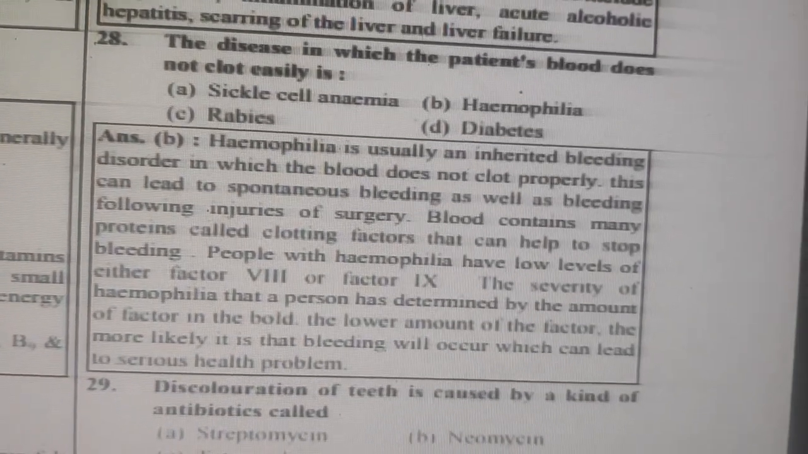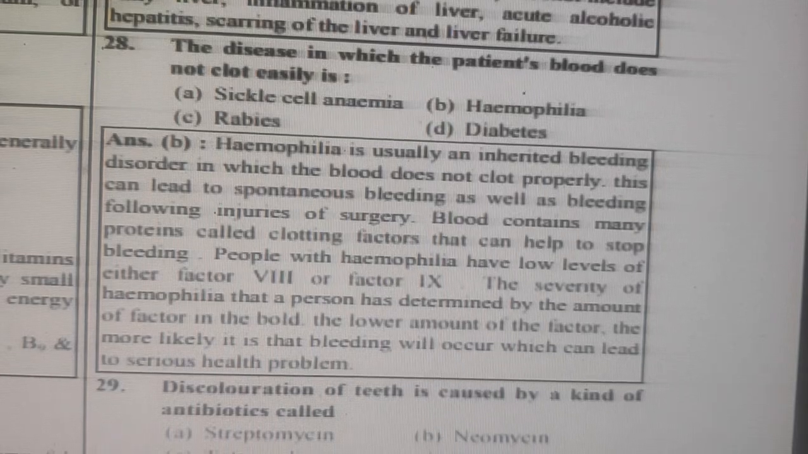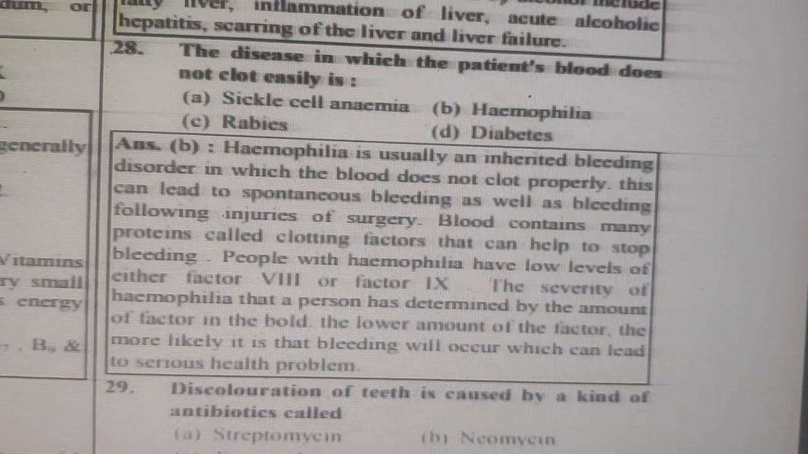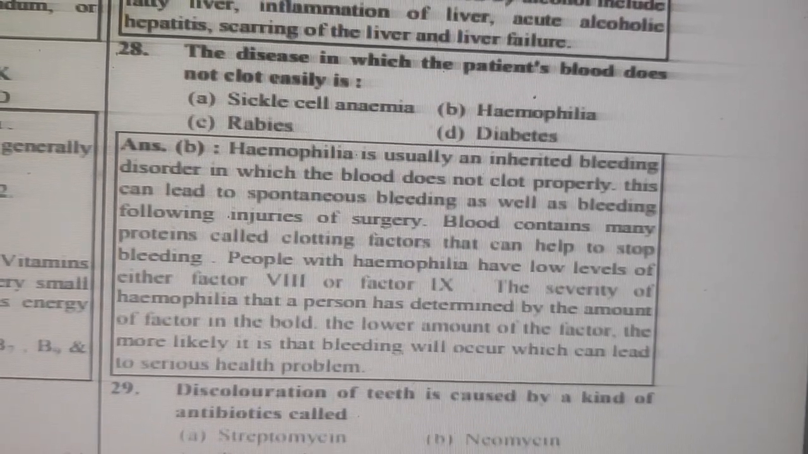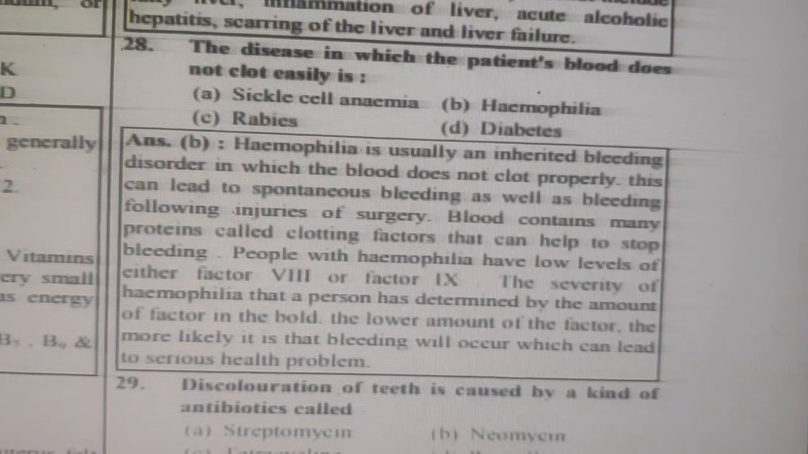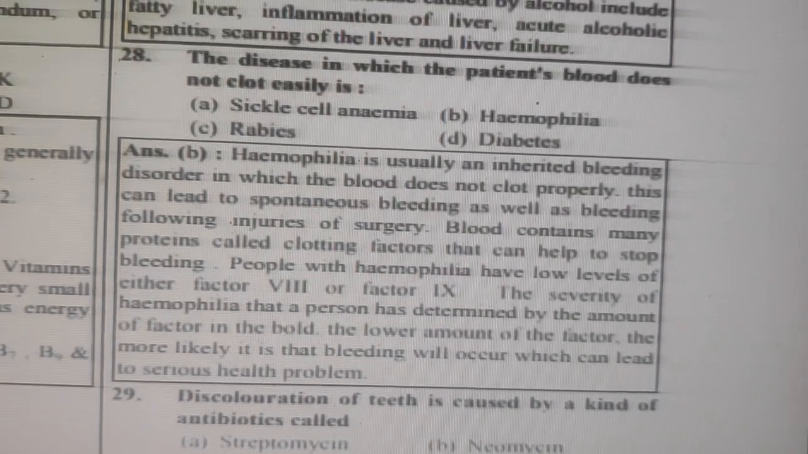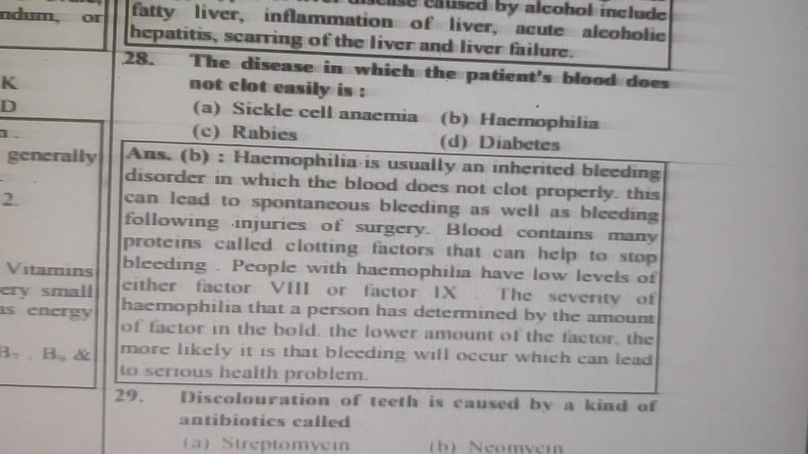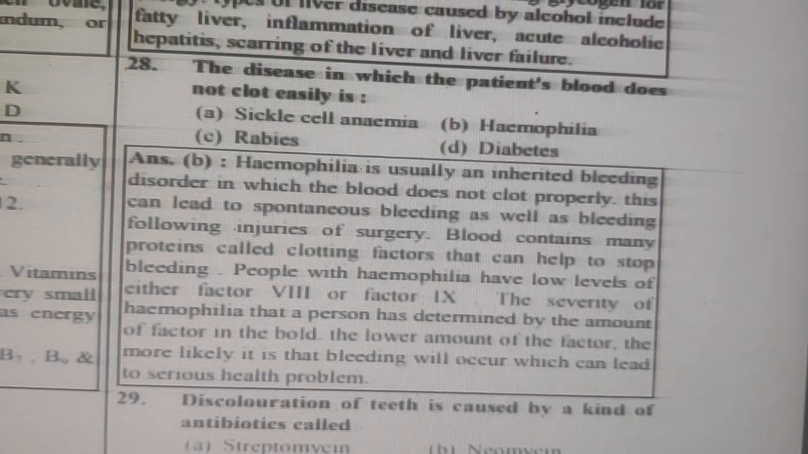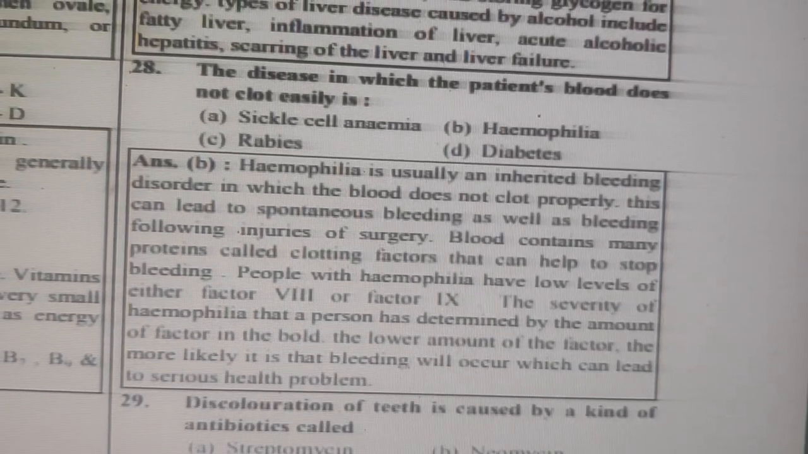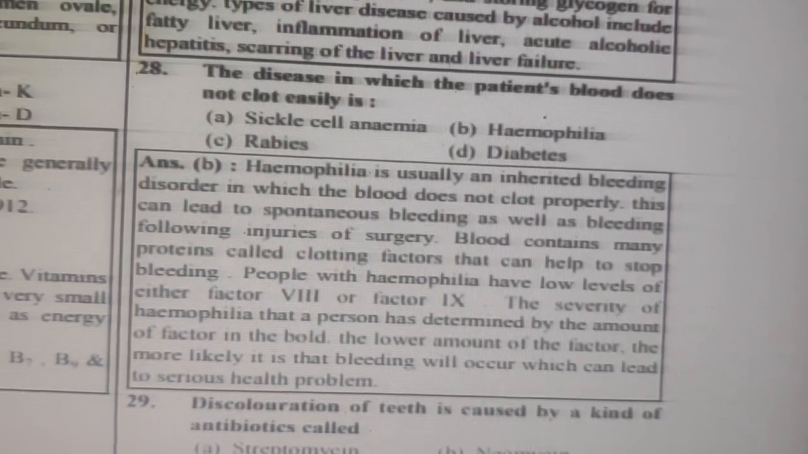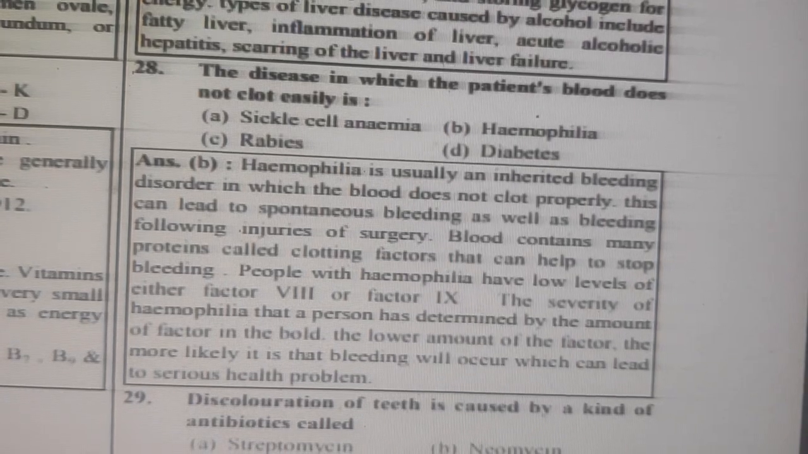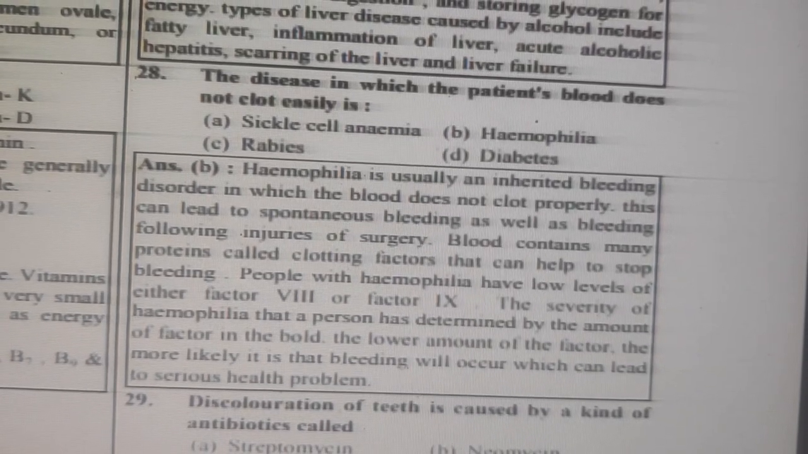Option A sickle cell anemia, option B hemophilia, option C rabies, option D diabetes. Option B, hemophilia. Hemophilia is usually a hereditary bleeding disorder in which the blood does not clot properly. This can lead to spontaneous bleeding as well as bleeding following an injury or surgery.